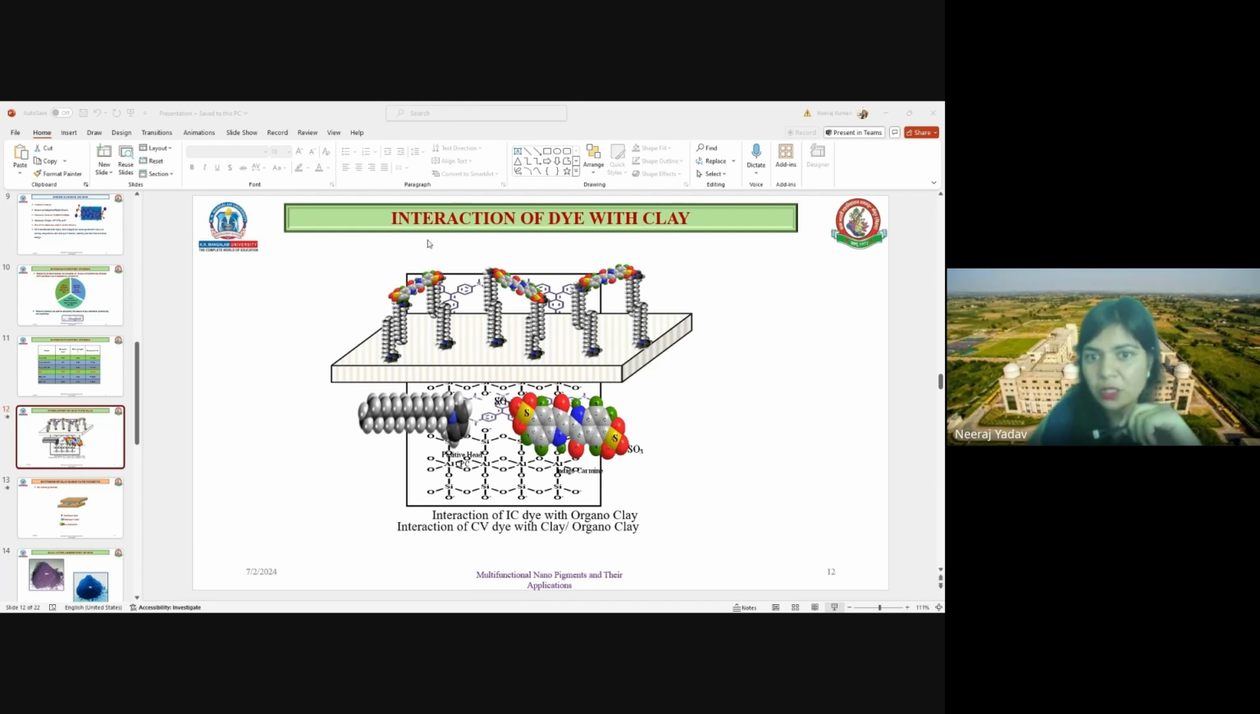So by considering all the optimized conditions obtained during the batch extraction studies, through the ion exchange method these clay-based nanopigments can be prepared. These are the clay-based nanopigments. You can say this upper one is crystal violet, and this is the indigo carmine, which is of blue color. Now there are different methods used for the dispersion of these pigments in the polymer matrix, and here I'm using the solvent casting method.